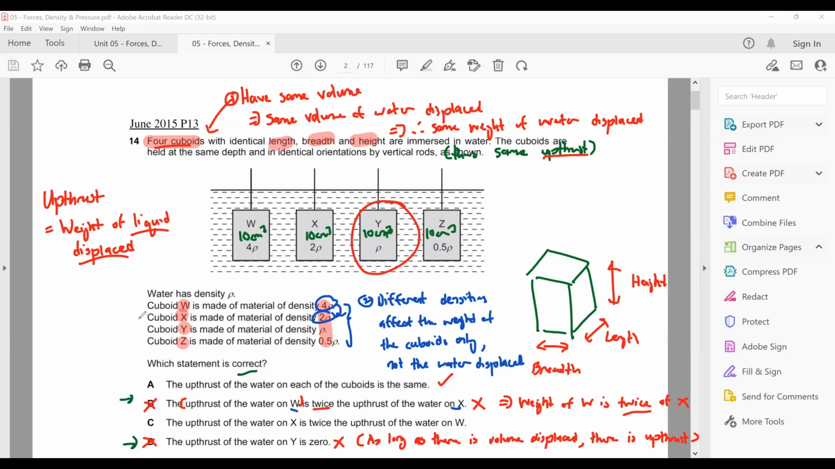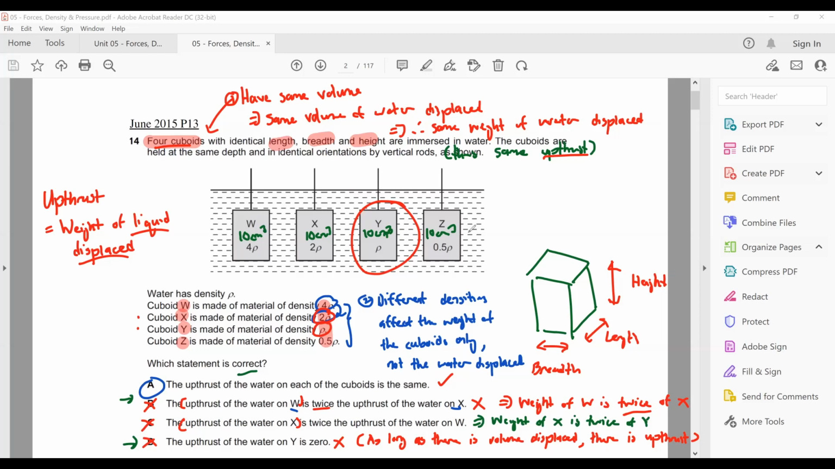Upthrust of water on X is twice the upthrust of water on Y. It's the same thing again, because you see this one is double the density of this one, right? It's not correct to say it's the upthrust that is double. It's more accurate to say that the weight of X is twice of Y. Then these are the correct statements. Okay, so the answer is A itself.